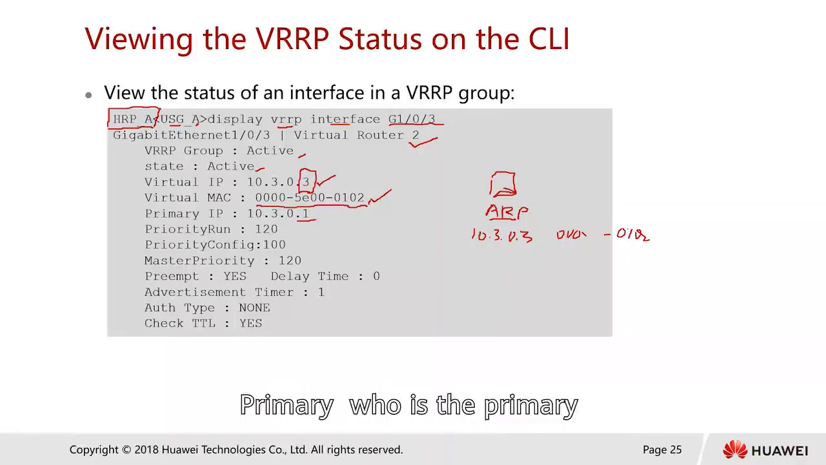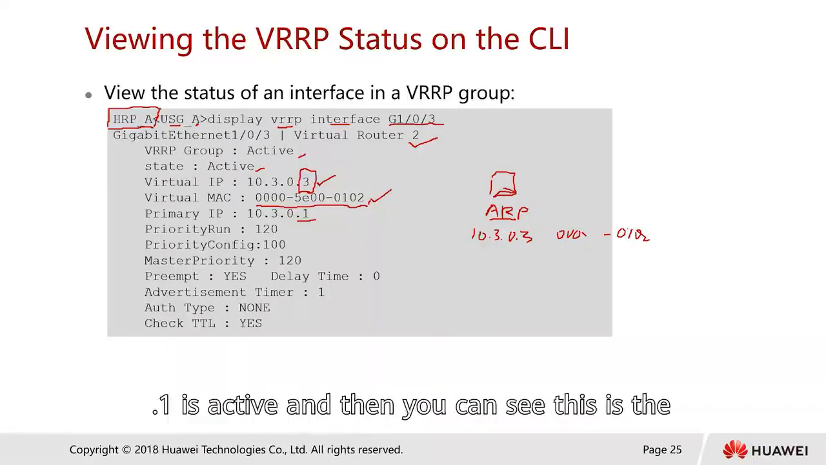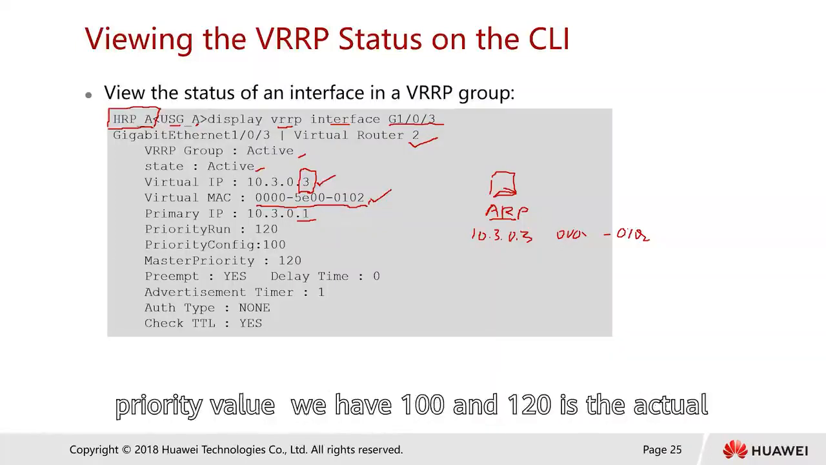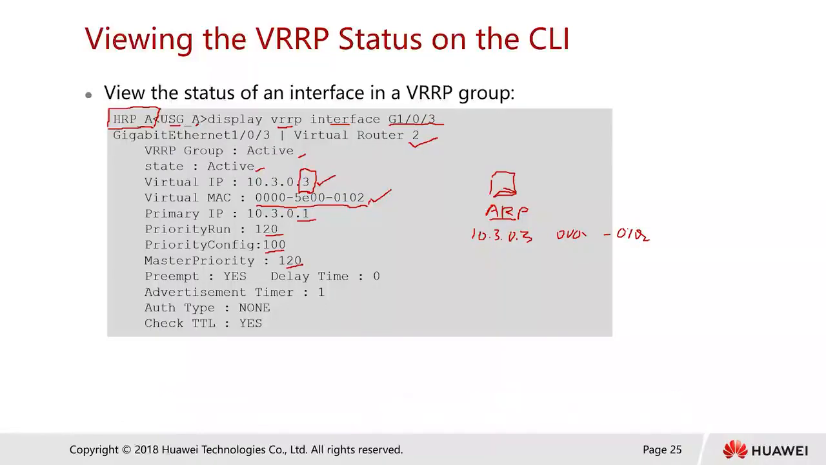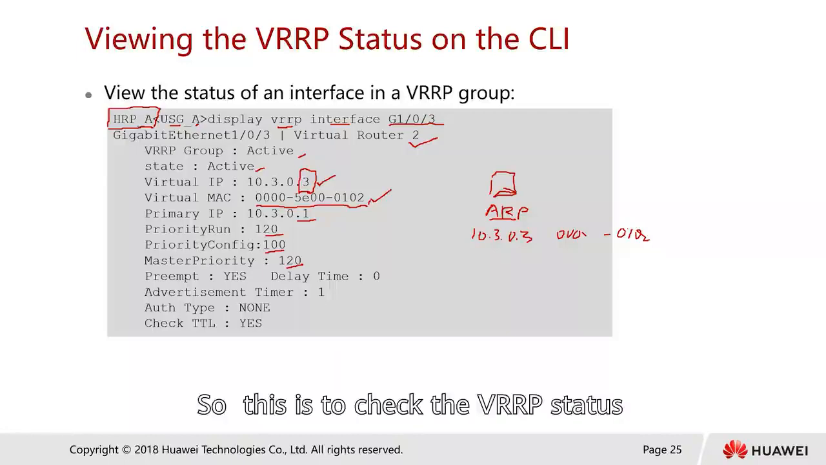Okay, so who is the primary? So dot one is the active, and then you can see these are the priority values. We have 100, and 120 is the actual running value, and that is the master as well. Okay, right, so this is how to check the VRRP status.